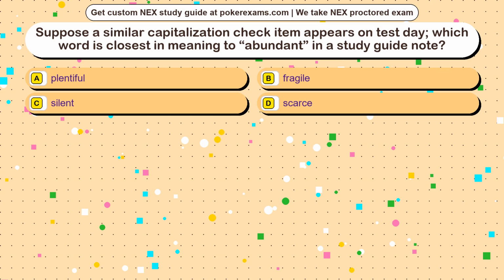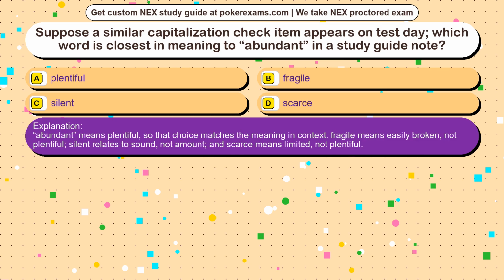The correct answer is option. Abundant means plentiful, so that choice matches the meaning in context. Fragile means easily broken, not plentiful. Silent relates to sound, not amount, and scarce means limited, not plentiful.